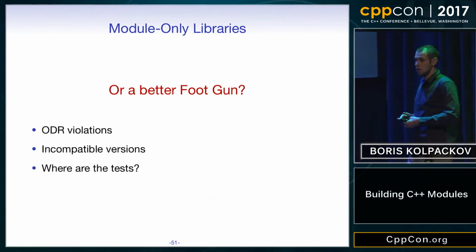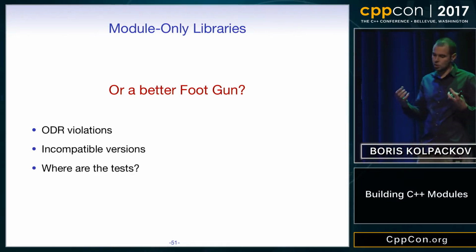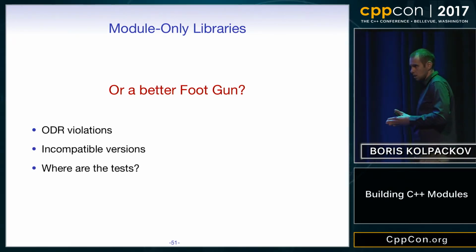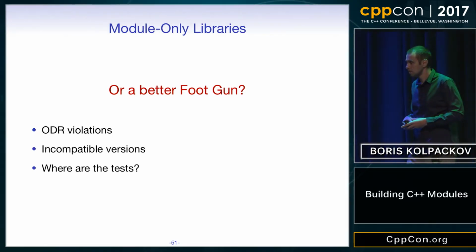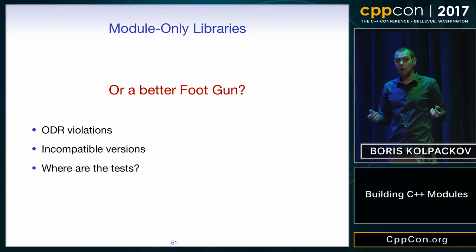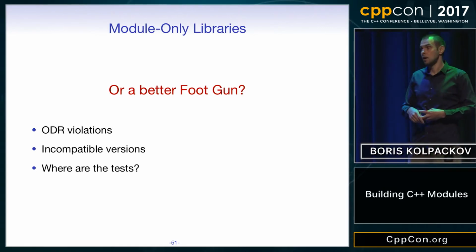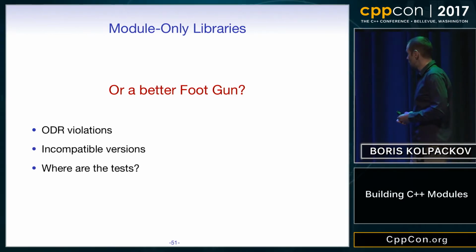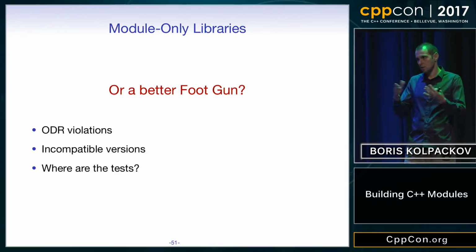Right? The ODR rule is still in play. We still have to make sure that only a single definition of any non-inline function or variable ends up in the final program, in the final binary that we are building. Right? Also, what about incompatible versions? Let's say you have a library that is using a module, you might not even be aware, and you yourself are using some module-only module, interface-only module.